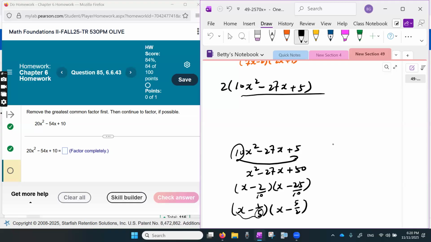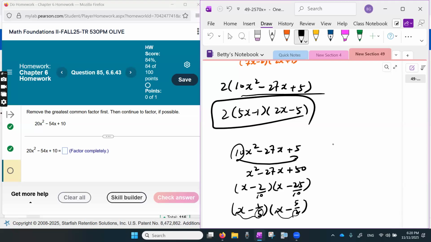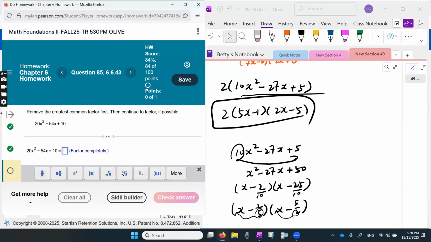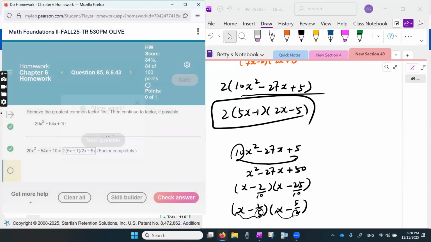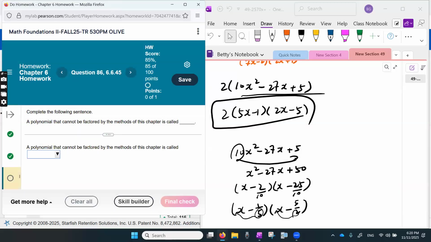And then slide it back. We have 2 times 5x minus 1 times 2x minus 5. This is the answer. 2 times parentheses times parentheses, 5x minus 1, 2x minus 5. A polynomial that cannot be factored by the method of the chapter is called prime.